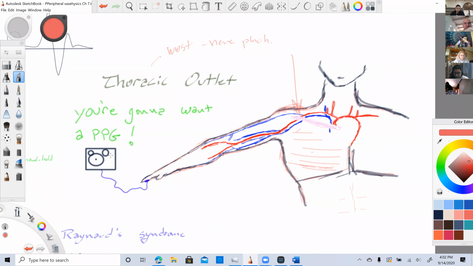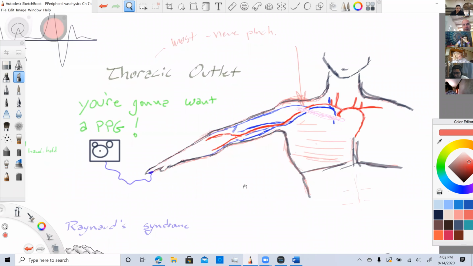So thoracic outlet syndrome, a fairly common syndrome.